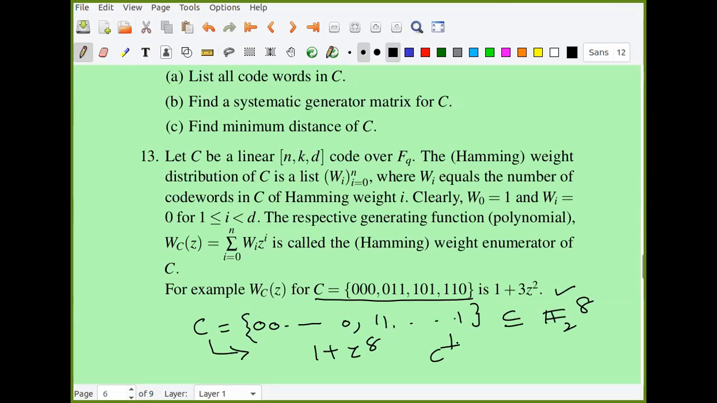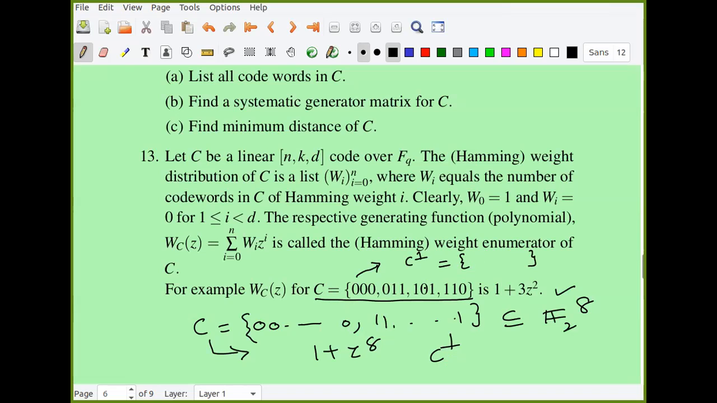Now, you know C perp? For this, can you tell me what the weight enumerator polynomial is? Is the question clear at least? Yes, sir. So I want to find, for example, what is the C perp for this? This is a linear code, right? What is C perp for this?